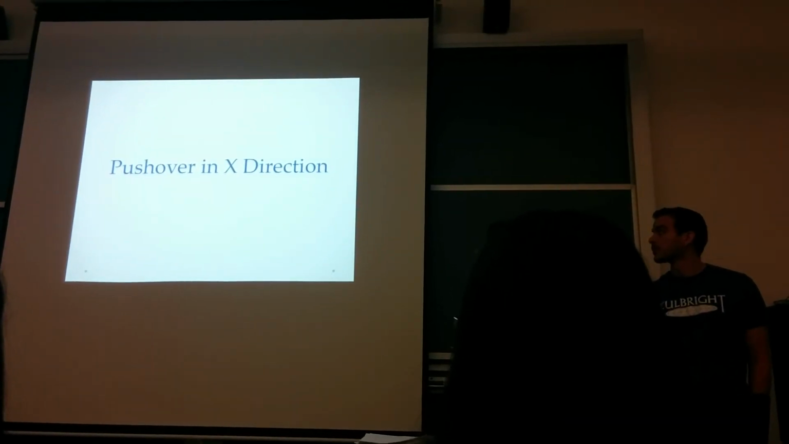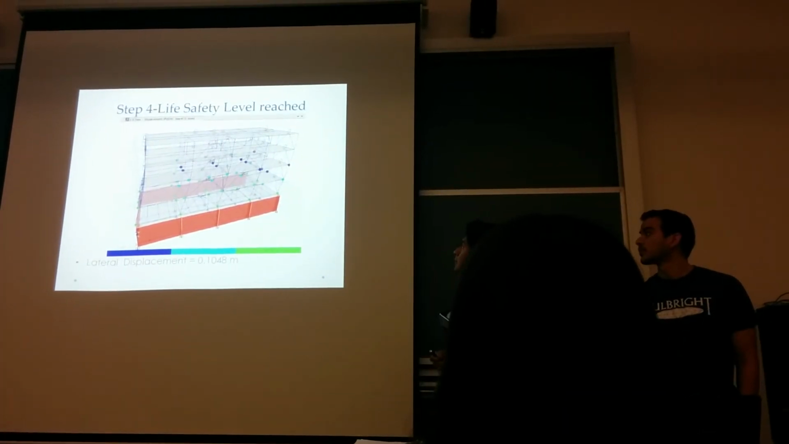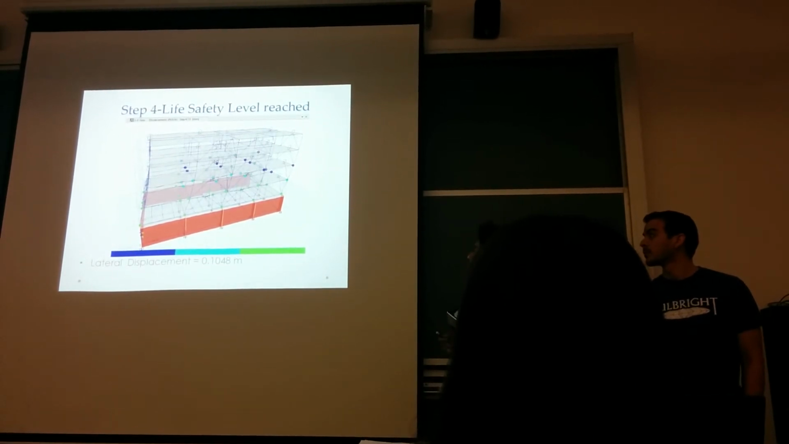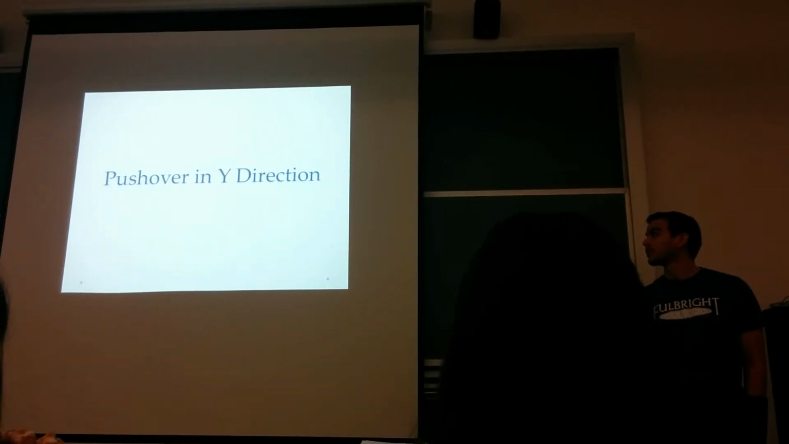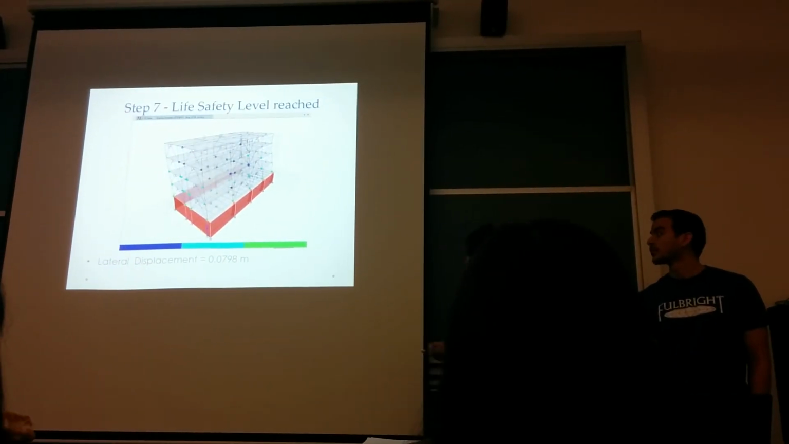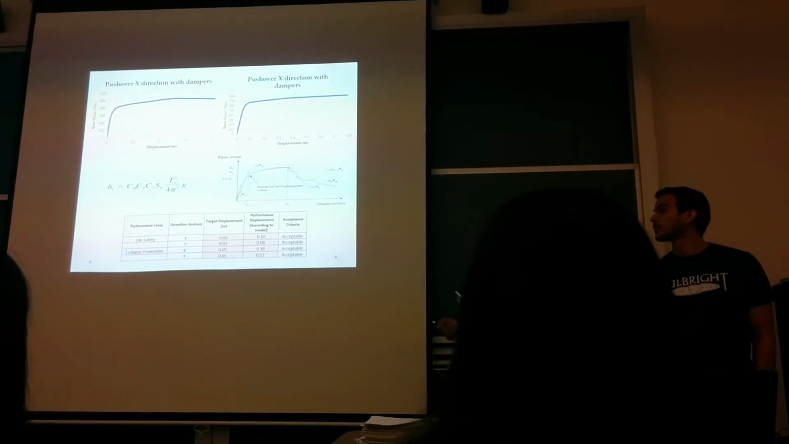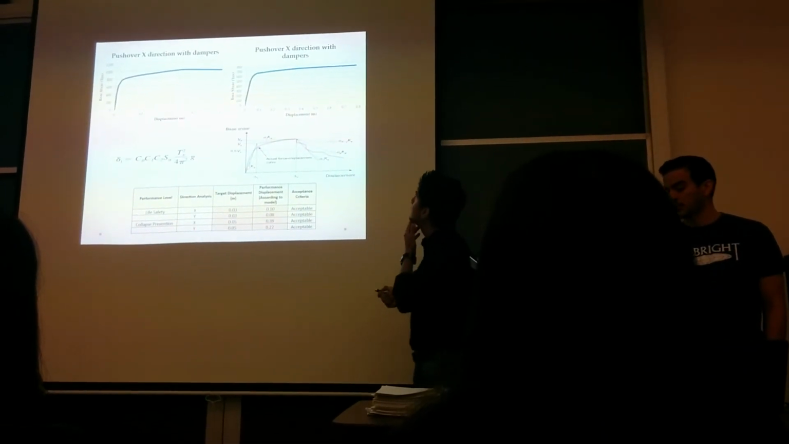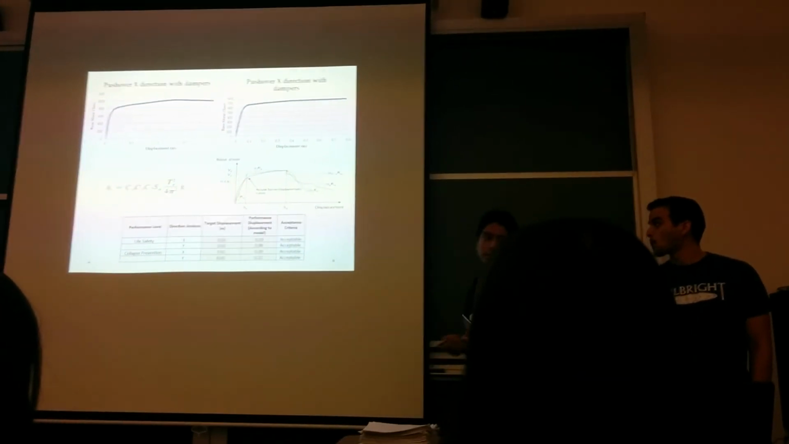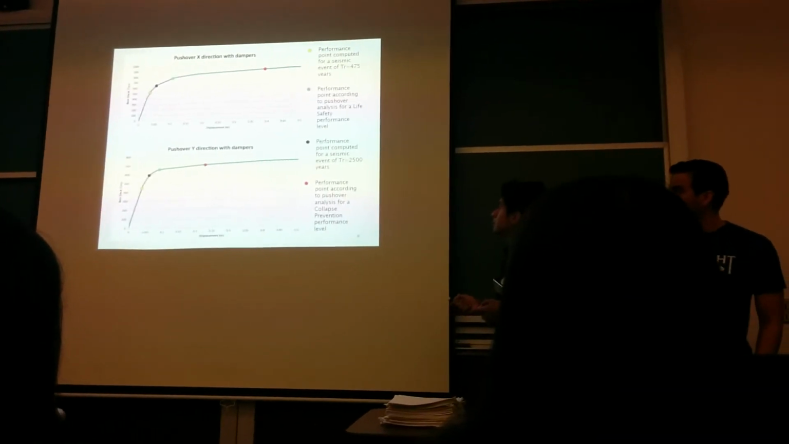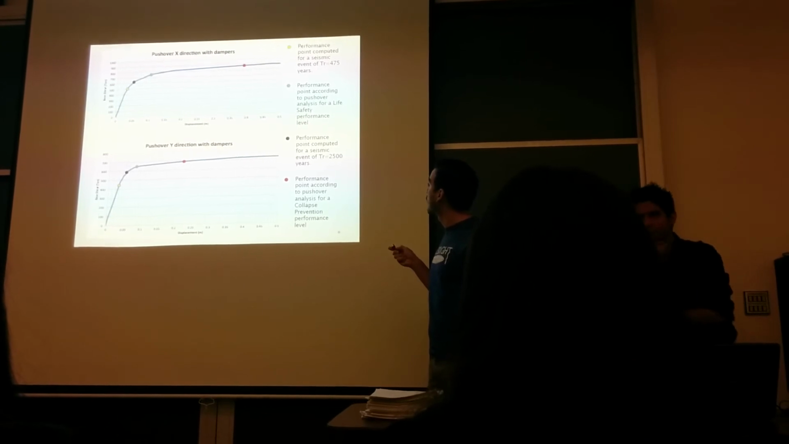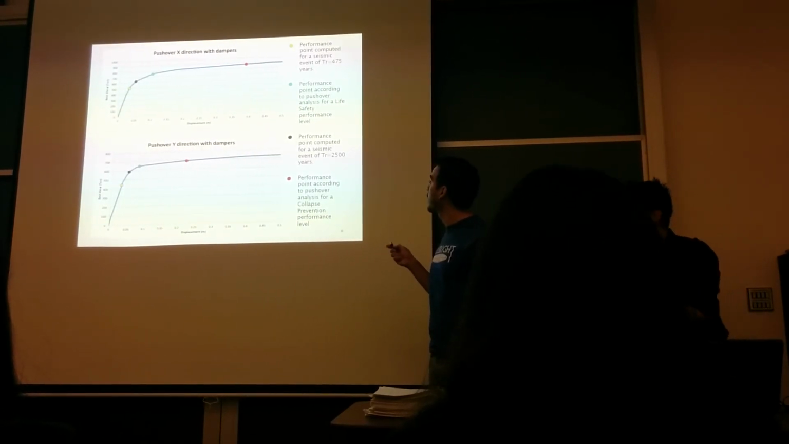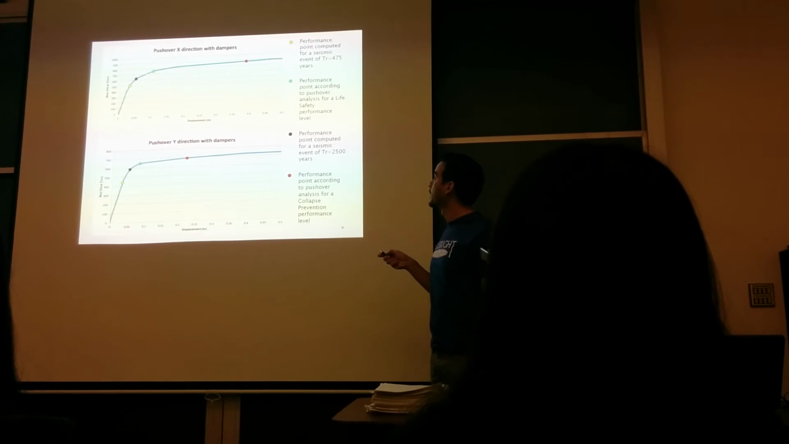And again, we developed pushover analysis, static analysis. You can see here the life safety level reached, collapse prevention level reached, and the yield level reached for the Y direction. So here we have the pushover curve, and we developed the same procedure that Andres explained. Here it happens that this dot is in front of the yellow point, which means that it meets the criteria.